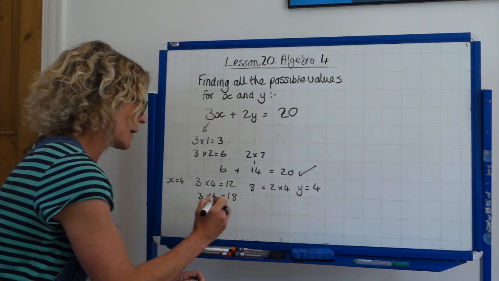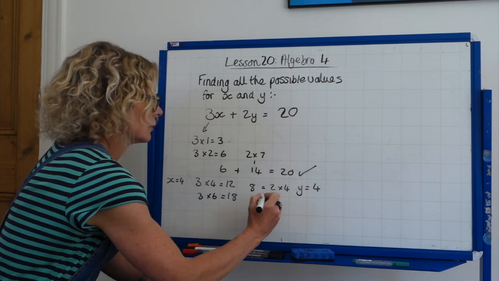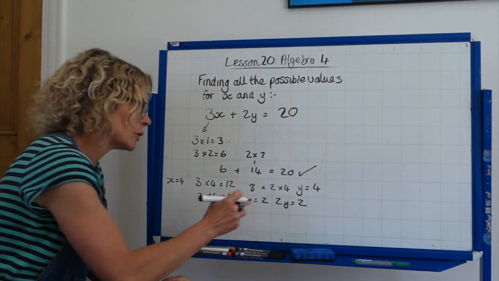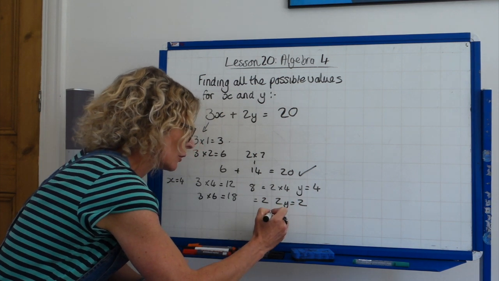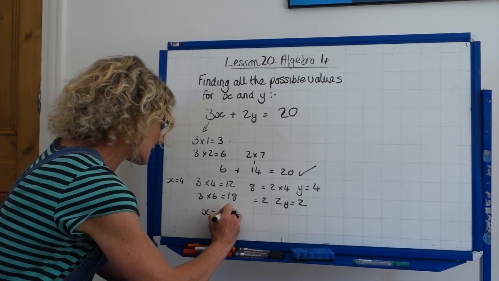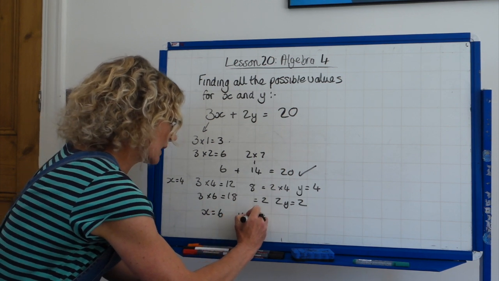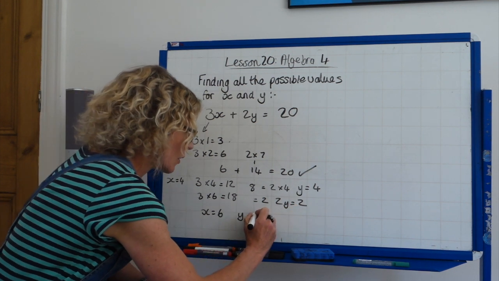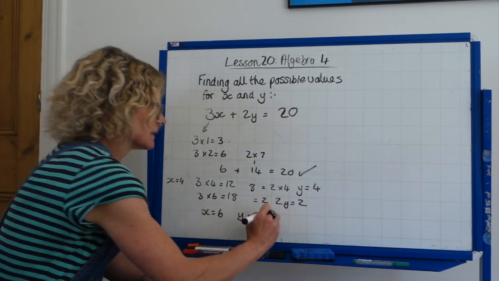18 away from 20 equals 2. So 2y has to equal 2. 2 times what equals 2? So when x equals 6, y equals 1, because 2 times 1 equals 2. Okay?